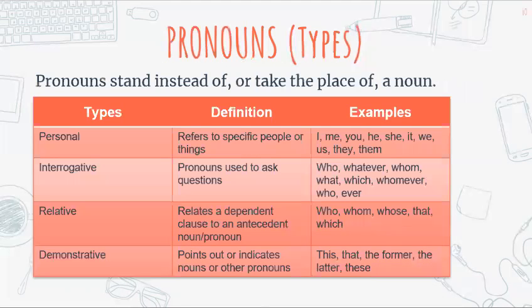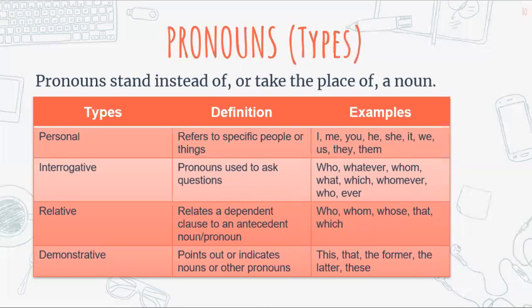With that being said, we can go on to pronouns. Pronouns stand instead of or take the place of a noun. There are many types of pronouns, and pronouns are another thing that will be tricky in your exams. Here we have 9 types of pronouns in all. The first is personal, which refers to specific people or things.